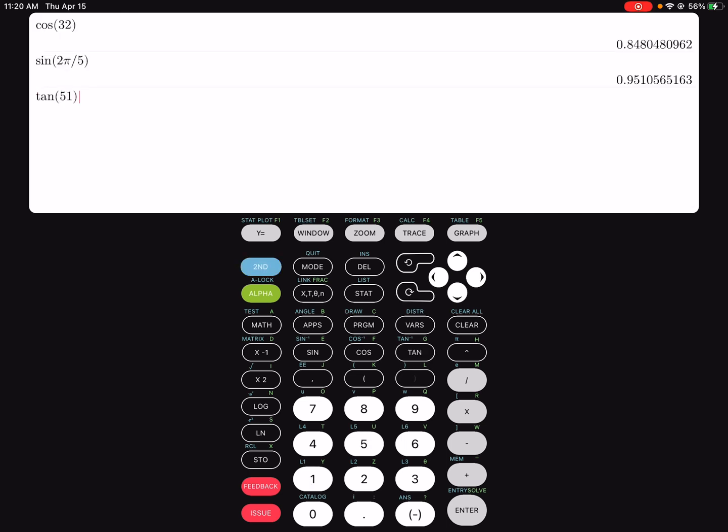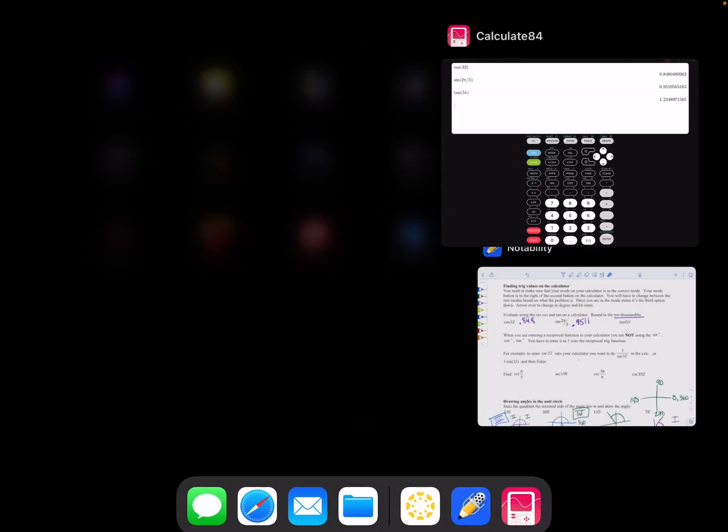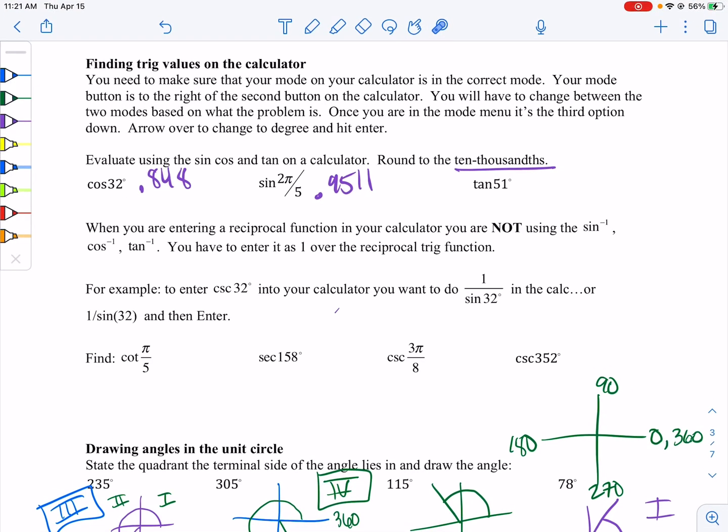We're doing the tangent of 51. You can forego closing your parentheses because you're not doing any operation after it, so it won't make a difference, but just be aware that if you're doing an operation after it, you have to close your parentheses. So this gives you 1.2349. And that's how we put our sine, cosine, and tangent in the calculator.